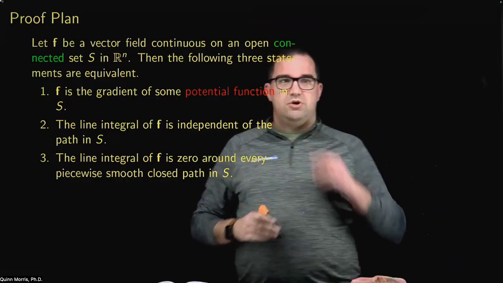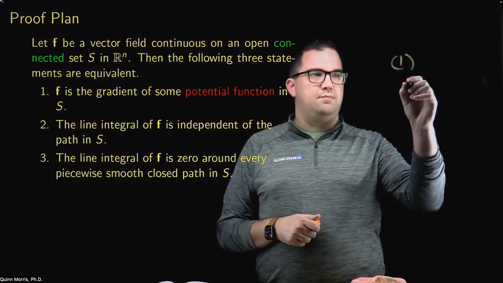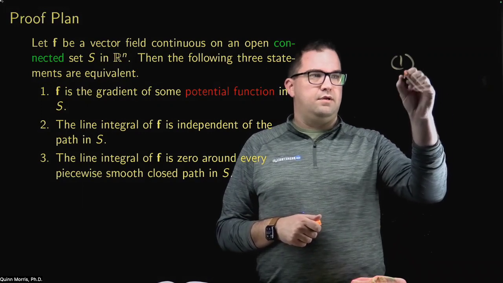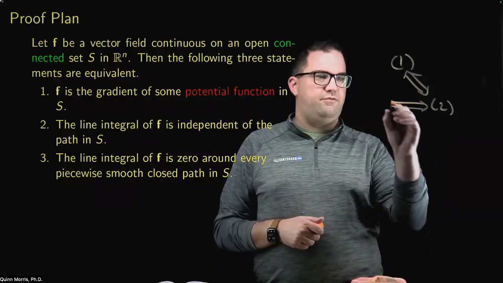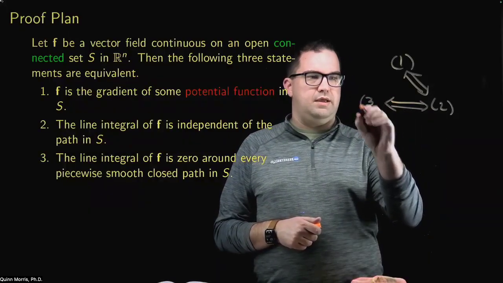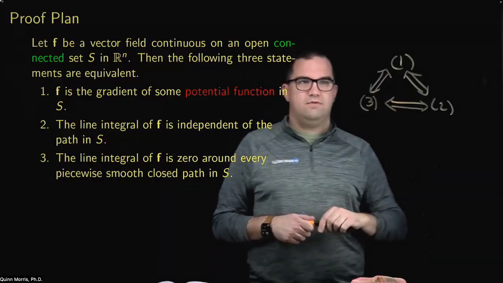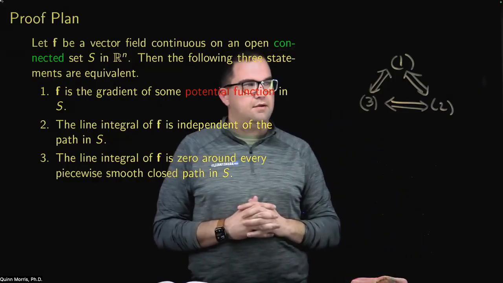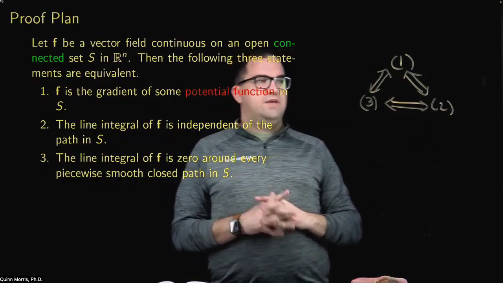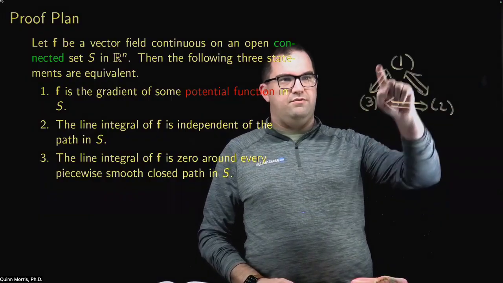So if I want to show these things are equivalent, that really means statement one if and only if statement two, if and only if statement three, if and only if statement one. All of these should be if and only if the others. But to prove this, I don't really want to prove one if and only if two, two if and only if three, three if and only if one.